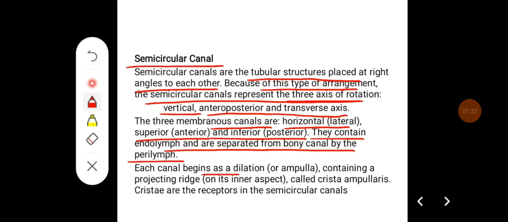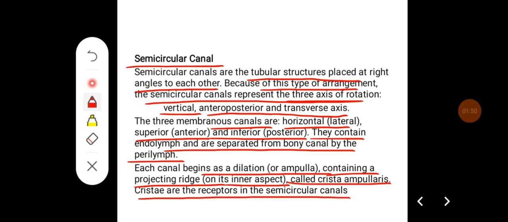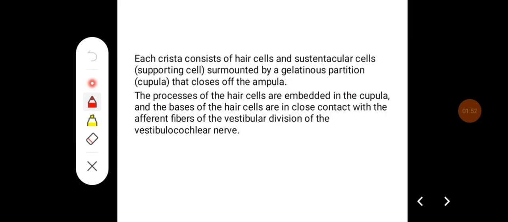Each canal begins as a dilation, which is called the ampulla, containing projections which are called ridges on its inner part, and they are called crista ampullaris. Cristae are the receptors of the semicircular canals. Each crista consists of hair cells and sustentacular cells, which are also called supporting cells, surrounded by a gelatinous partition that closes off the ampulla, and that gelatinous partition is called the cupula.